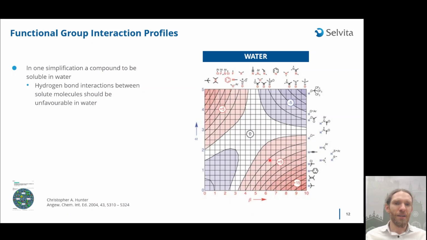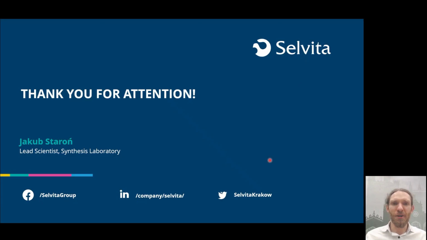A couple of strategies to improve solubility will be based on this phenomenon, but we will discuss this in a future presentation.